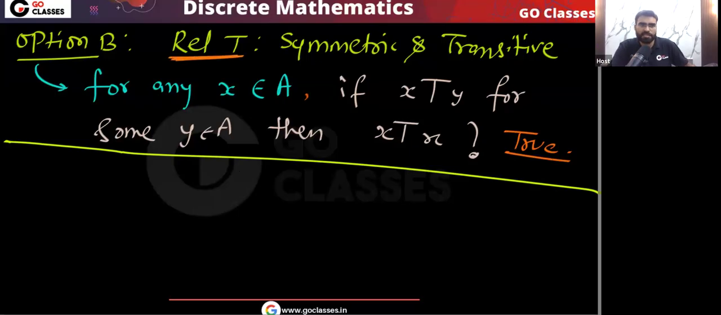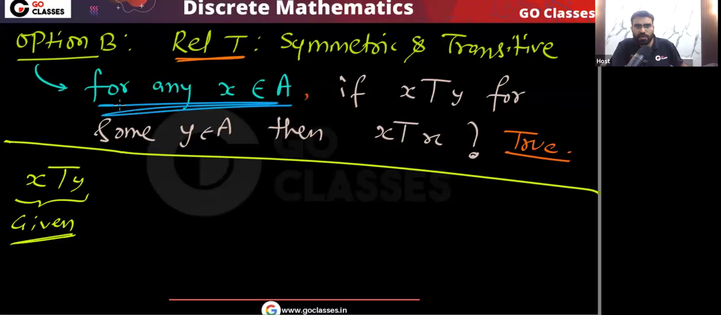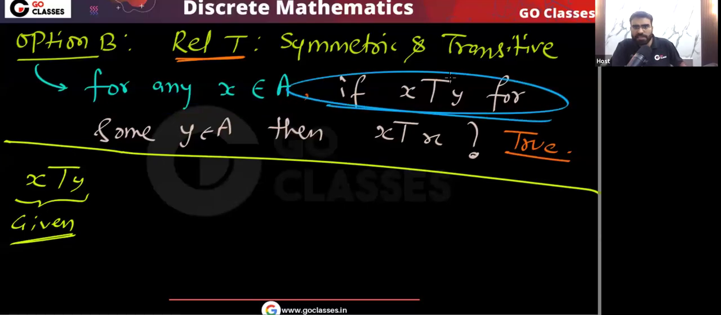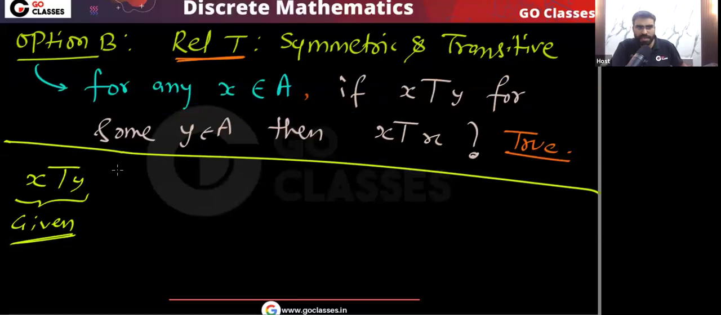See, relation T is symmetric and transitive. So now what you do, very simple. Take this x. You are already saying that x is related to y. This is already given to you. Option B is saying that for any x, if x is related to y for some y, means x related to y, that is already given to you. Is this clear? Also, this is given that T is symmetric and transitive.